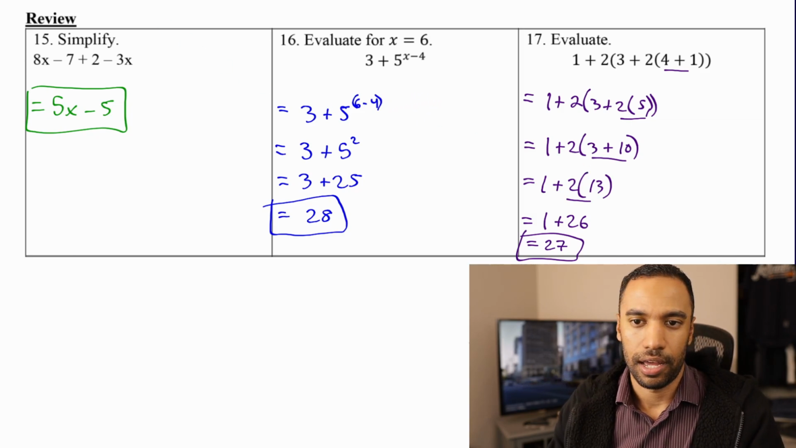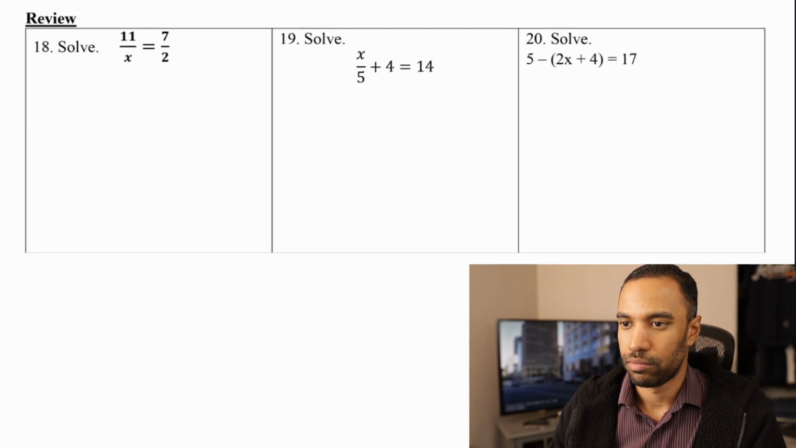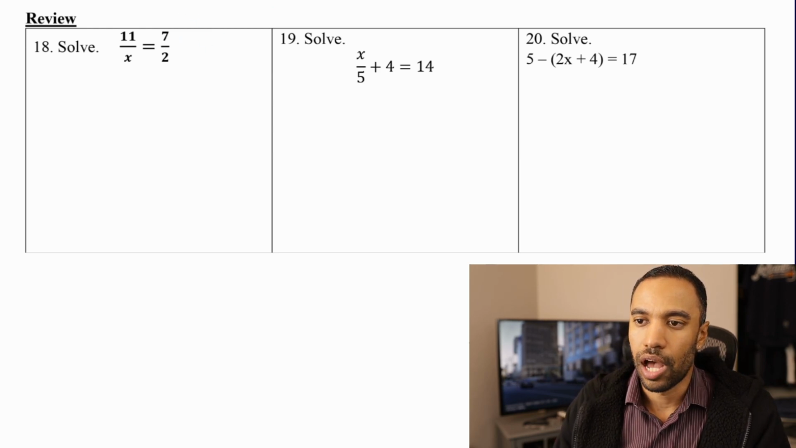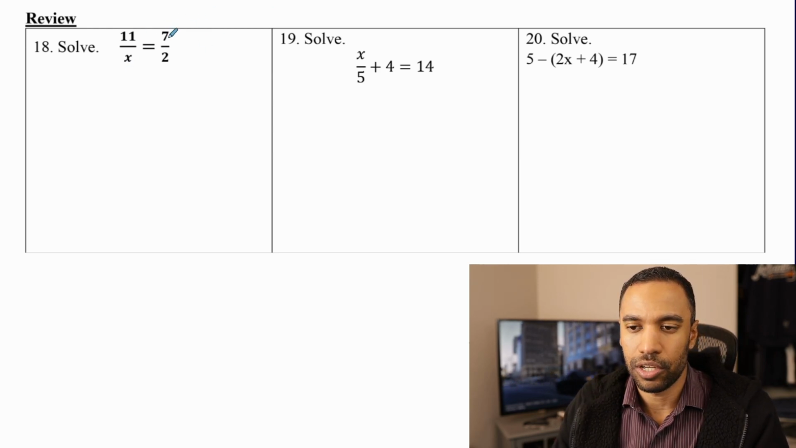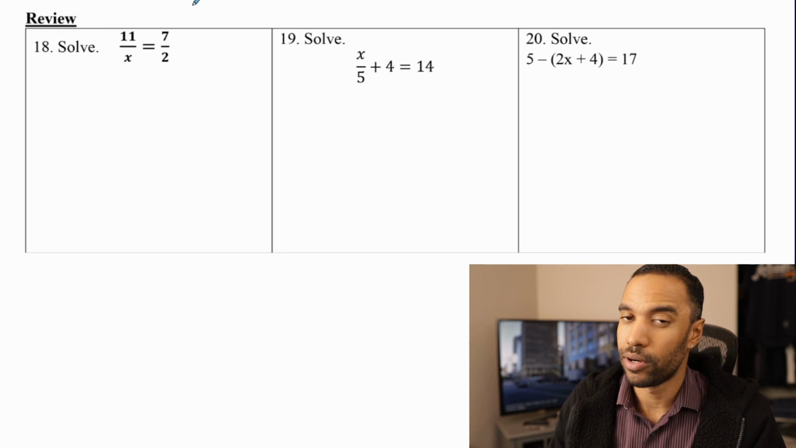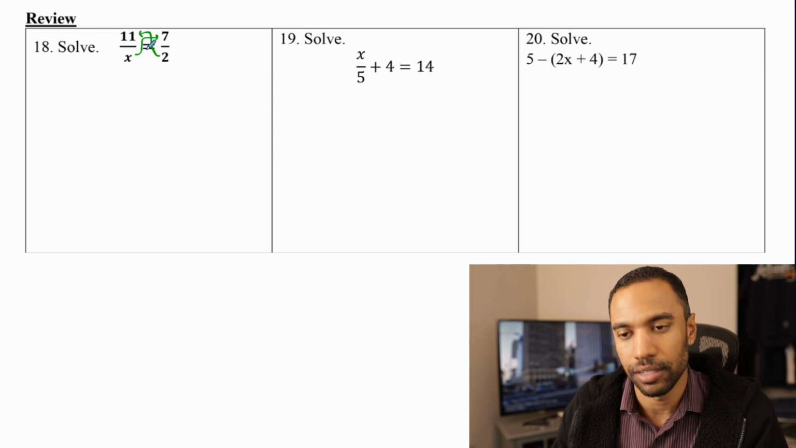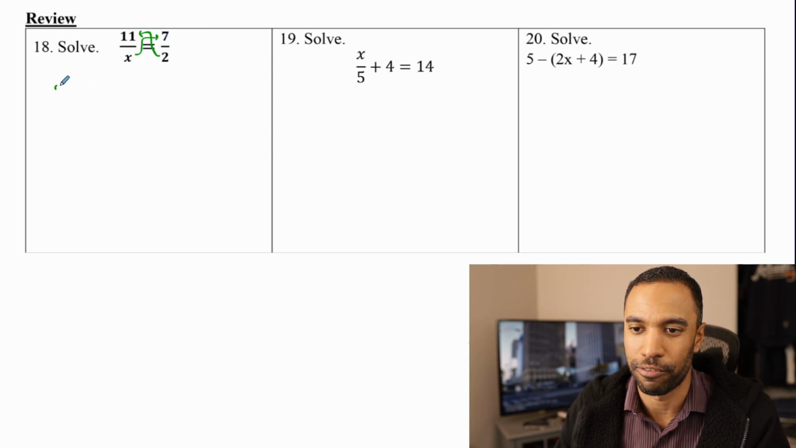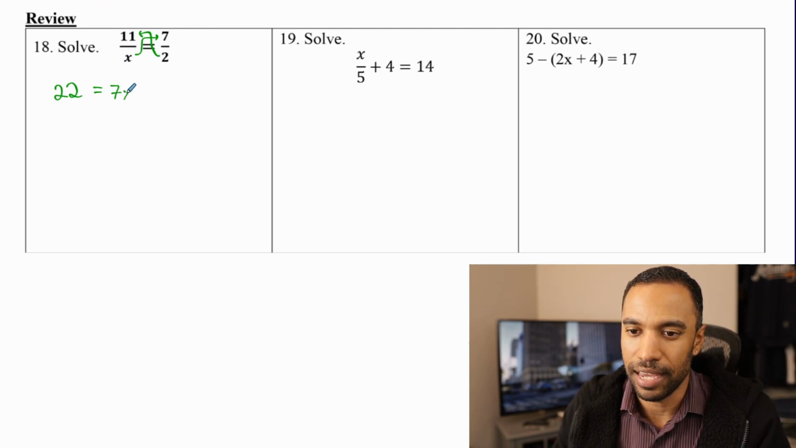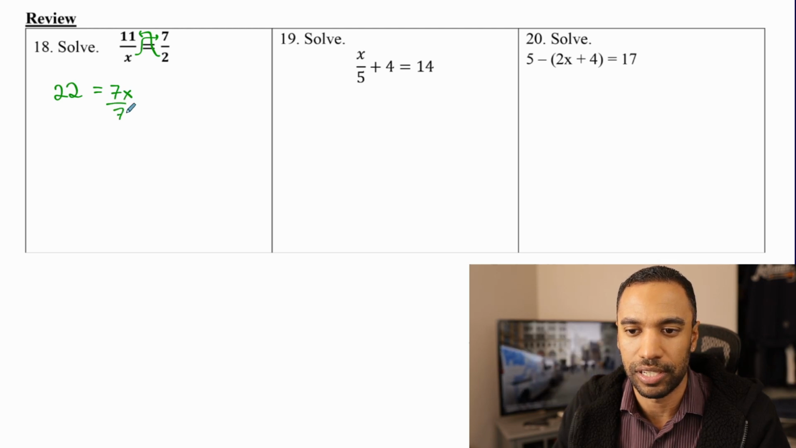Okay. Moving on. I think 6 more problems. Solve 11 over x equals 7 over 2. This is a proportion. Cross multiplication is in play. I sure hope you know what it means when I state cross multiplication. If not, it's best that you don't use it and find another form. Multiply both sides by 2 and multiply both sides by x. 22 equals 7x. If I divide both sides by 7 here, simply x equals 22 over 7.